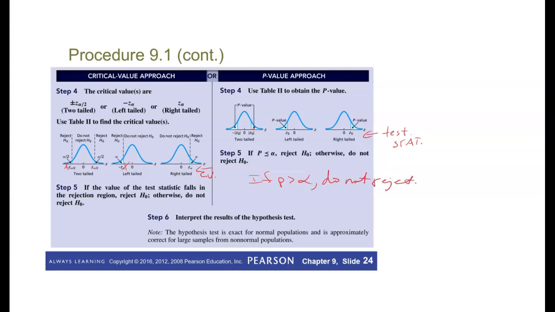The other thing you want to always remember, your p is between 0 and 1. If you're getting a p-value of 2.3, that is not a p-value. Something went wrong. And then, of course, your last step is to interpret. That's that sentence you're going to write after you draw your conclusion.